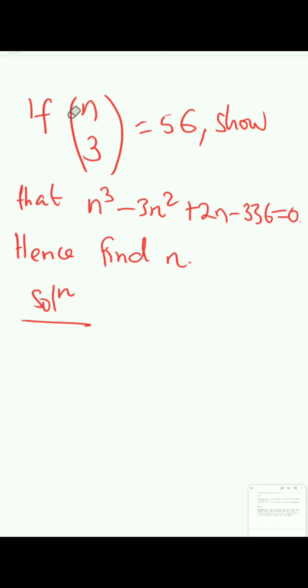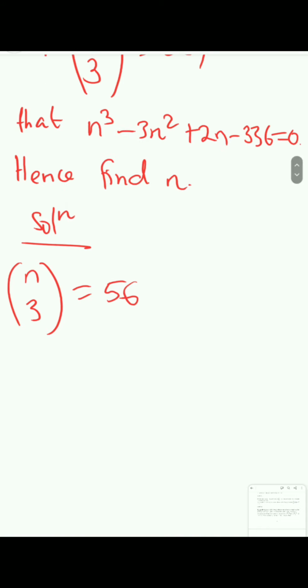If n choose 3 is equal to 56, show that n to the power 3 minus 3n squared plus 2n minus 336 is equal to 0. Hence find the value of n. So this is our problem, and this is under combinations. So this is given as 56.